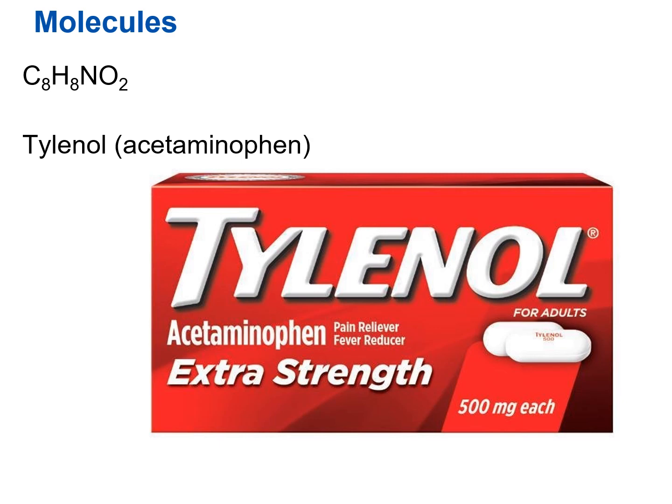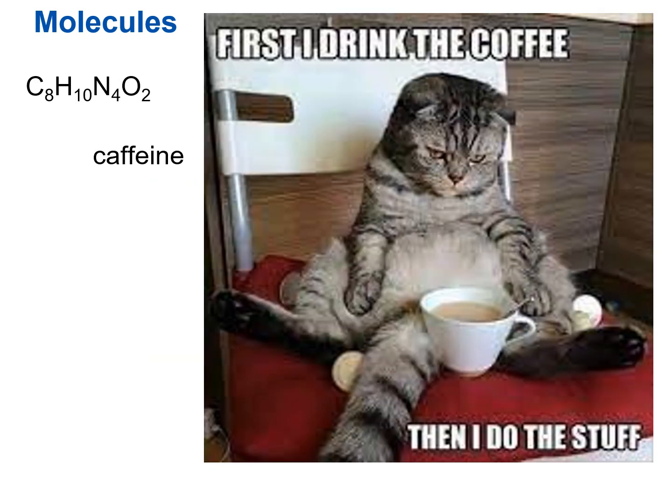Another common pain medicine is Tylenol, otherwise known as acetaminophen. And this is C8H8NO2. So 8 carbons, 8 hydrogens, 1 nitrogen, and 2 oxygens. Caffeine we find in coffee, and by the way, it is also known as a pain medicine. It is C8H10N4O2, and I want you to be able to read a formula like this, not to have this memorized, but when you read something like that, to know what it means. It means it's a molecule that consists of 8 carbons, 10 hydrogens, 4 nitrogens, and 2 oxygens.